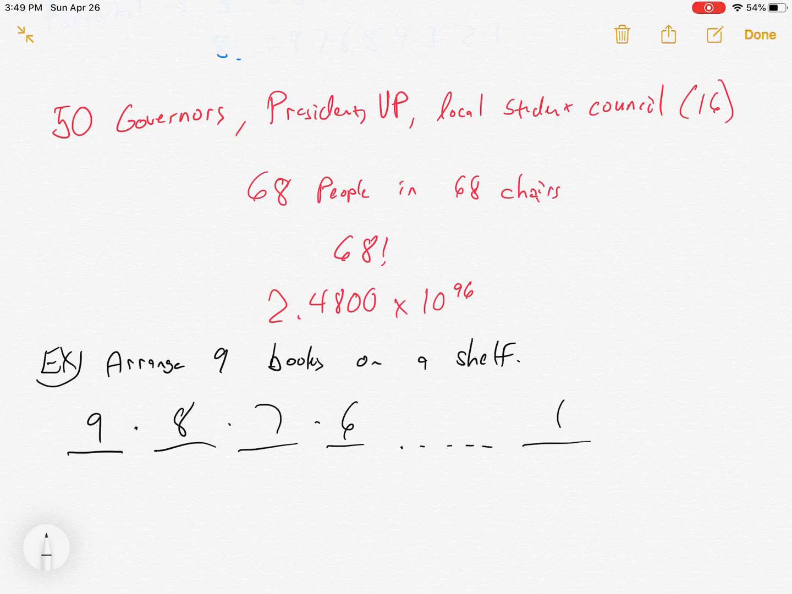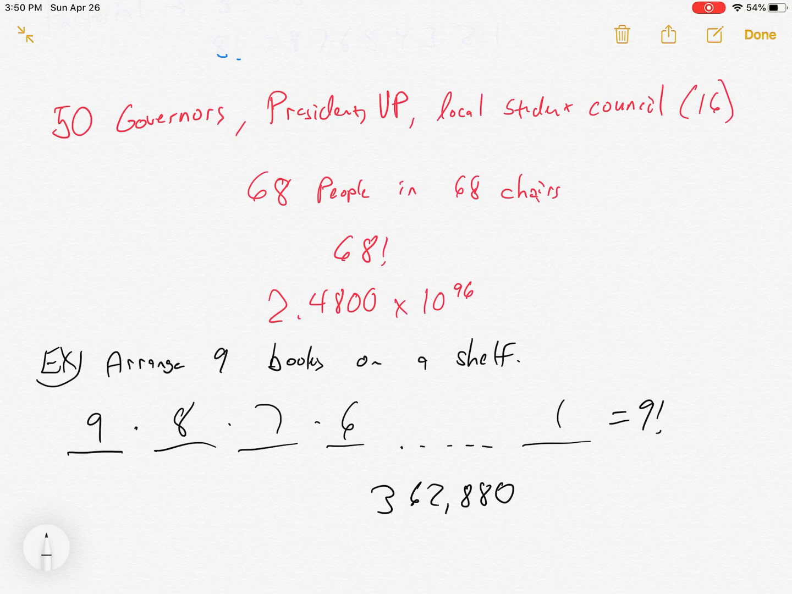Arrange 9 books on a shelf. How many ways can it be done? Well, let's see. First spot, I got 9 choices, right? 9 choices. Put one down. Next spot, I got 8 choices. Next spot, I got 7 choices. Next spot, I got 6. On and on and on, all the way down to the book on the far right. I don't really have a choice. It's just the one that's left. So another way to do that is 9 factorial.